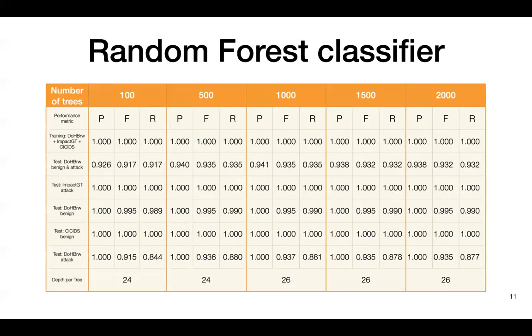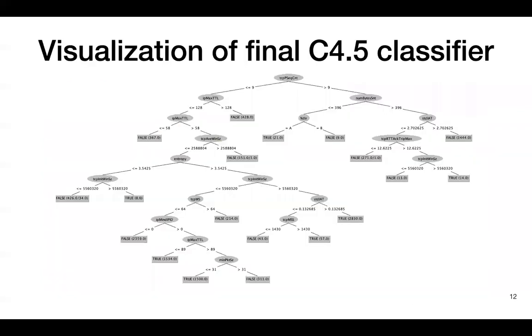Taking a closer look at the performance of the random forest classifier, we start increasing the number of trees from 100 to 2000. It's evident that precision, recall, and F1 scores do not differ considerably. However, the tree depth goes from 24 to 26 as we increase the number of trees, which proves the higher complexity of random forest. Whereas the WEKA decision tree has a depth of 10, with the entropy feature being augmented with 13 statistical features.